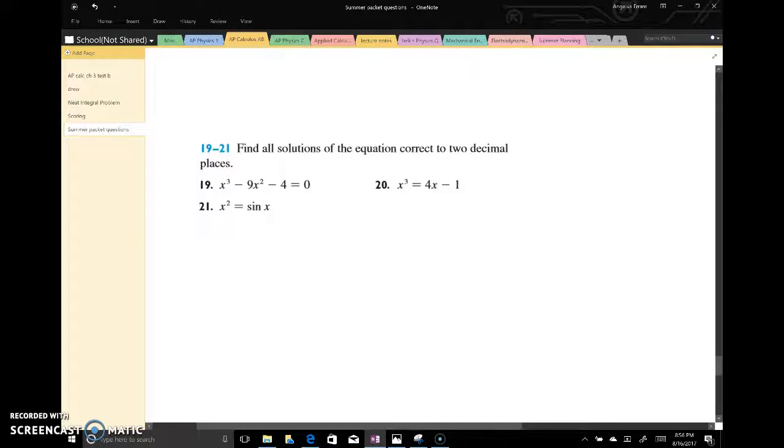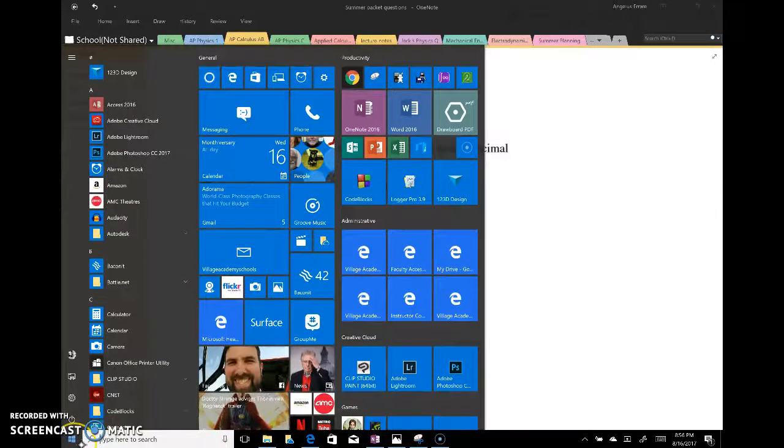All right, so let's talk about this block of questions. Now this block of questions comes from the part of the Stewart book that was about using your graphing calculator. So you're actually free to use your calculator.